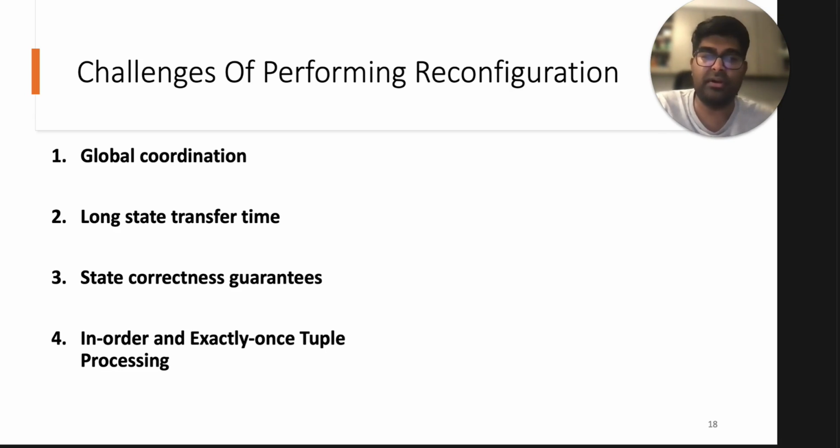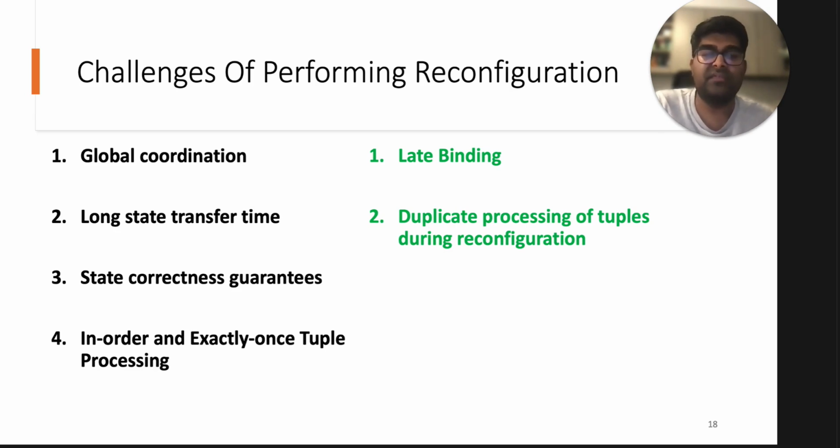For the first challenge, Falcon avoids global coordination by proposing a novel late binding routing mechanism. For the second challenge, Falcon duplicates the tuple processing during reconfiguration, and the long state transfer time does not affect the application processing latency.